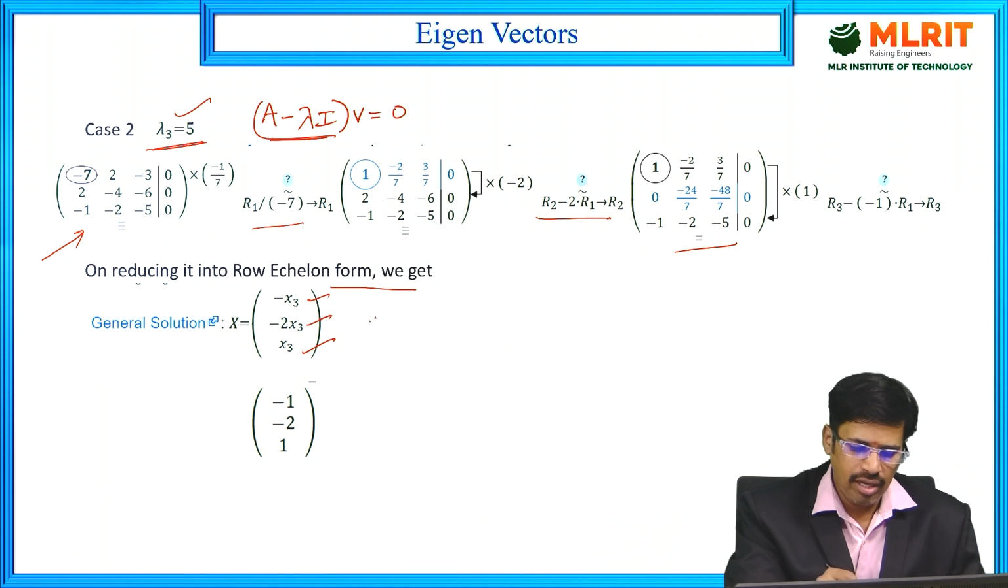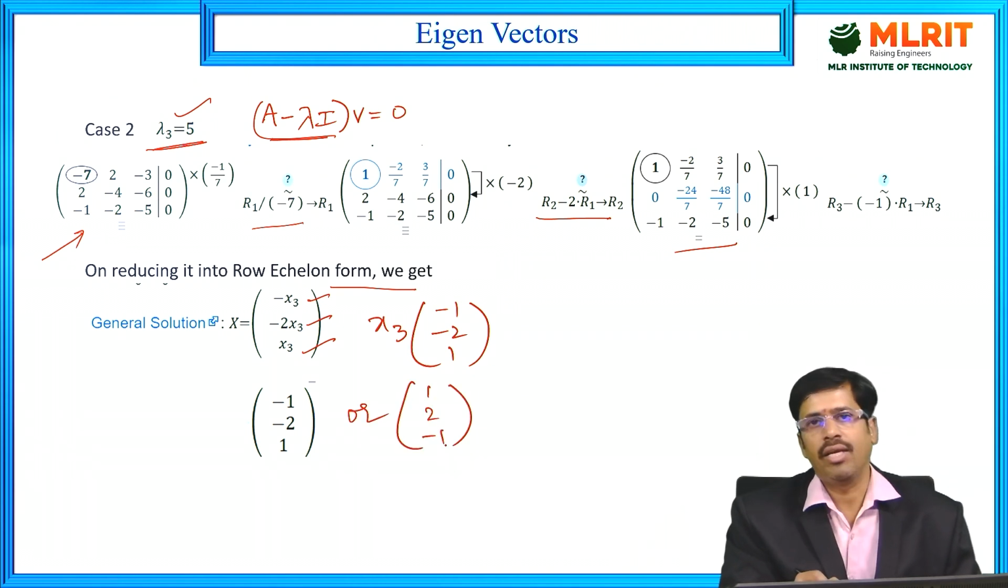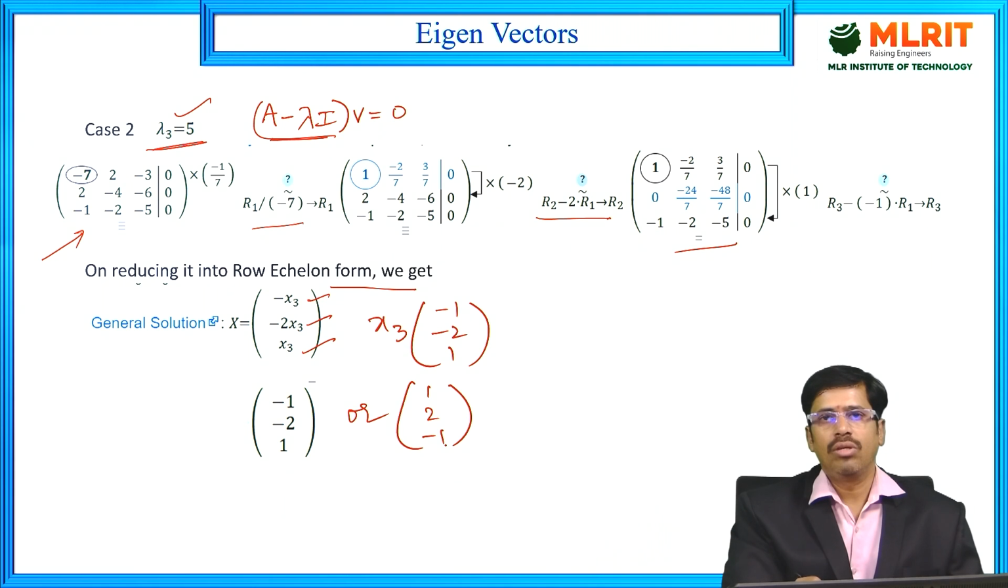If you take x3 common, we get minus 1, minus 2, 1. This is the eigenvector. Similarly, we can take 1, 2, minus 1 also, nothing wrong. So these are the eigenvectors corresponding to the different eigenvalues.